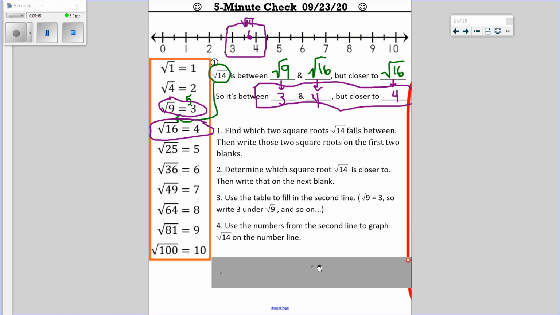So that's the last step. Use the numbers from the second line, that's these numbers here, to graph the square root of 14 on the number line. So now, when you go back, you can follow these steps. Whatever the problem is that you're looking for, that's what you put. Instead of the square root of 14, you're doing whatever the next problem says.